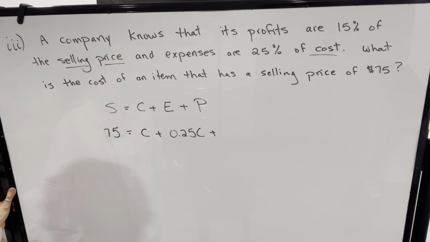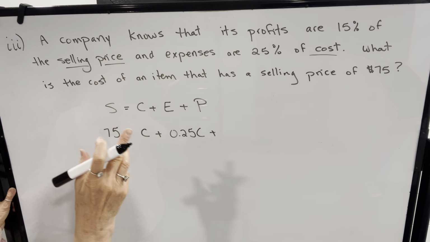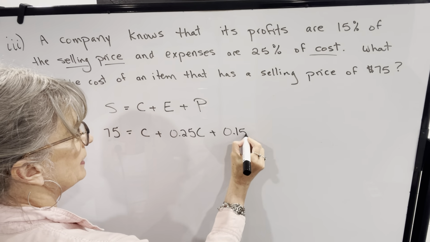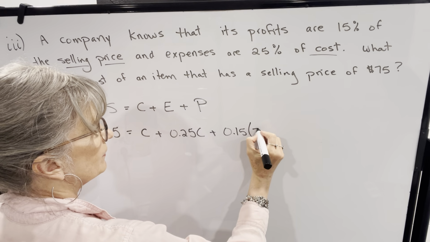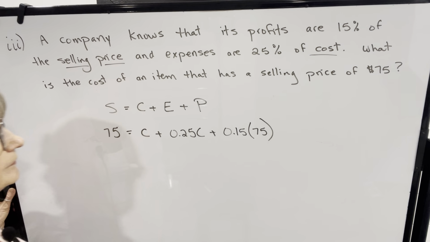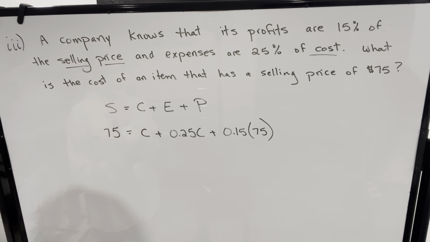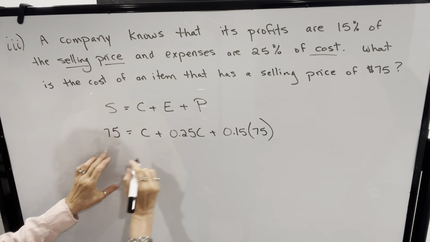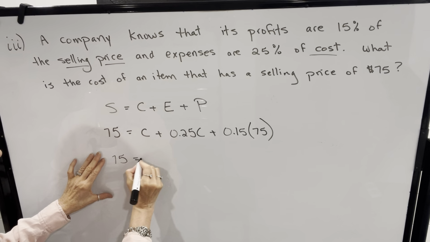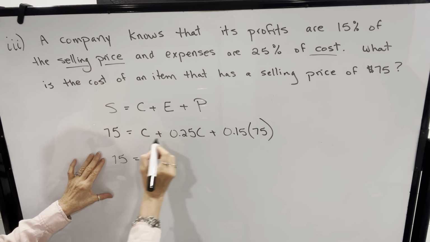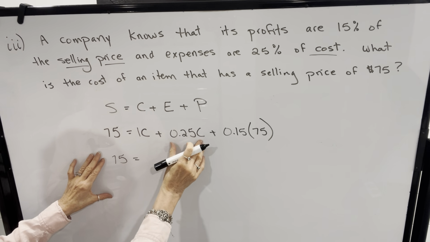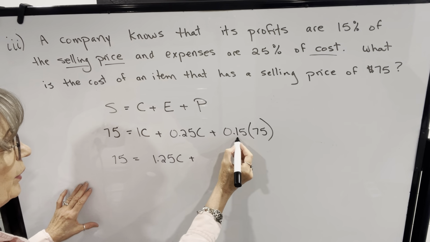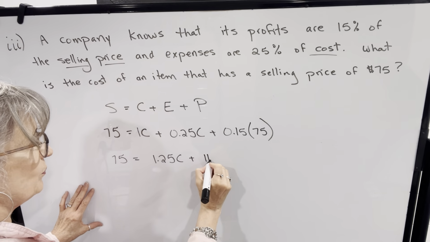Then the profit, we don't know what it is, but we know that profit is 15% of the selling price. So we're going to write 15% of the selling price, which is $75. Now let's clean this up a little bit. I'm going to calculate this value, and I'm going to combine these two terms. So C plus 0.25C, that's like a 1C, plus 0.25C gives me 1.25C. 0.15 times 75 is 11.25.